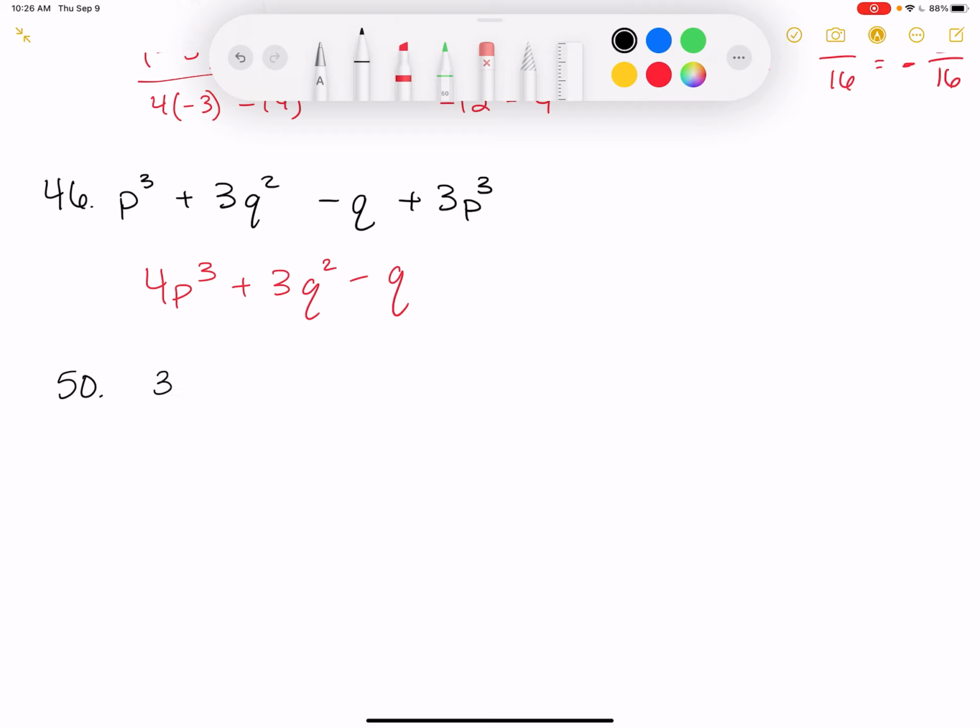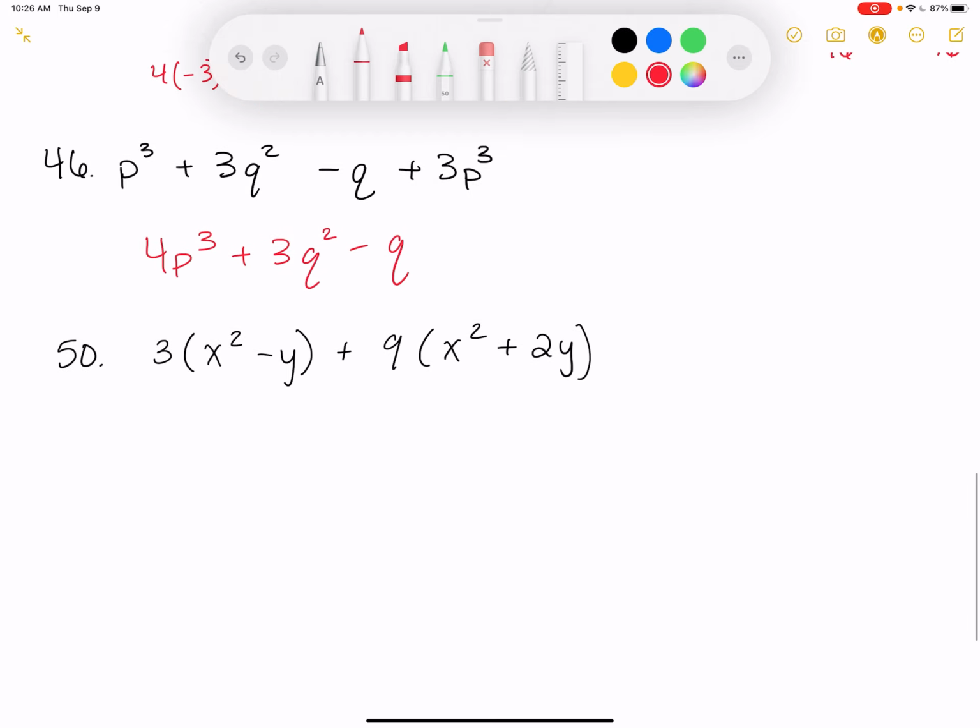All right, one more. And then I'll give you guys time the rest of class to knock out the problems that I'm assigning. All right, so we have 3 times x squared minus y plus 9 times x squared plus 2y. So what do we need to do first on this one? Distribute, so that gives me what? 3x squared minus 3y plus 9x squared plus 18y. And now what? Now you combine them terms. So that gives me what? 15y.